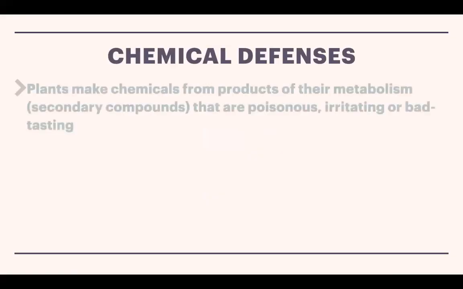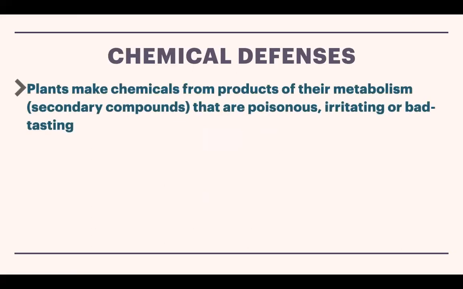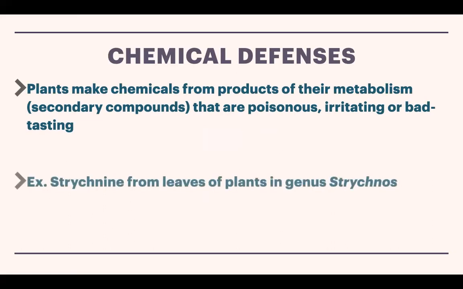You also have chemical defenses. Part of the metabolism of plants, they make something called secondary compounds. Secondary compounds could be good or bad. When the plants are defending themselves, the secondary compounds can be poisonous, irritating, or bad tasting. I'll talk about the beneficial ones after this, but as an example, we have strychnine.